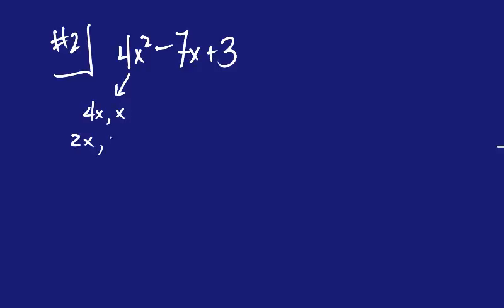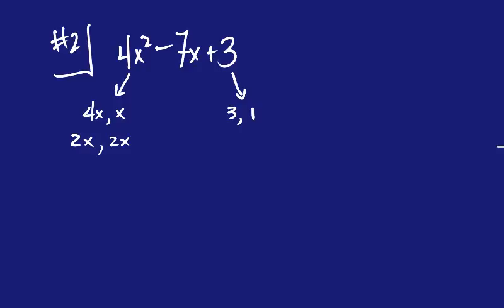Number 2 here. Let's go with 4x squared plus or minus 7x plus 3. Okay, so 4x squared plus 7x minus 3. Once again, no greatest common factor. So what multiplies to 4x squared? Well, 4x and x, or 2x and 2x. For 3 though, you've got 3 and 1.